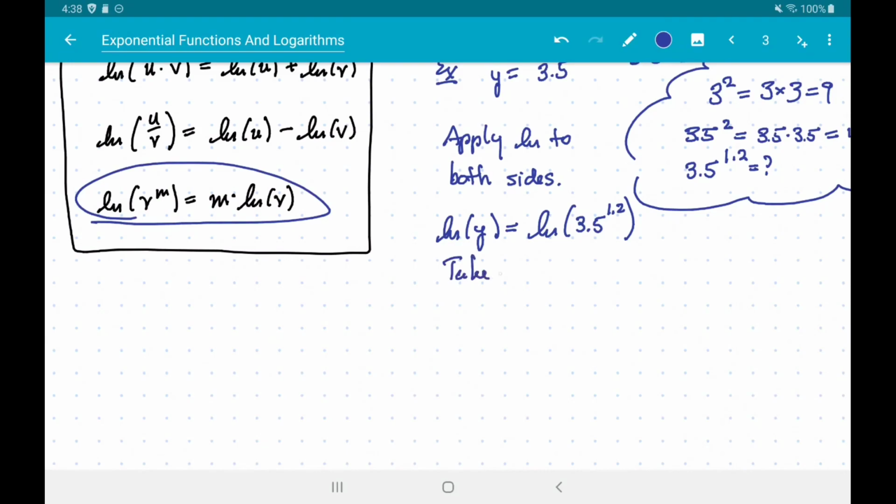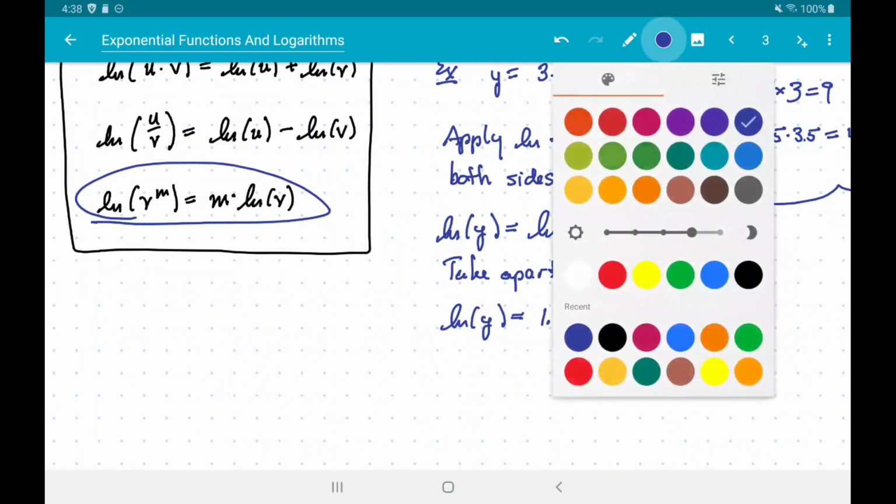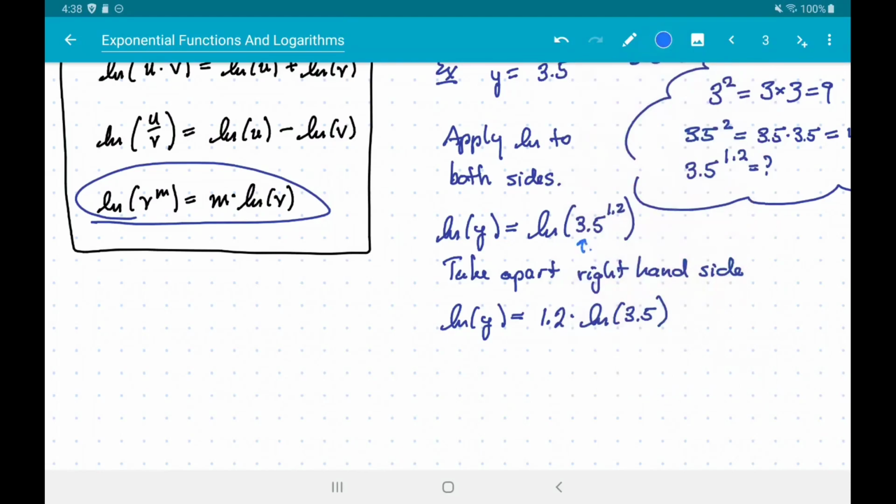So take apart the right-hand side. That gives me ln of y equals, the v is the 3.5 and the m is 1.2. Okay, so 1.2 times ln of 3.5. Let me just show you. Right here is the v, and right there is the m, and ln of v to the m comes apart into m times ln of v.